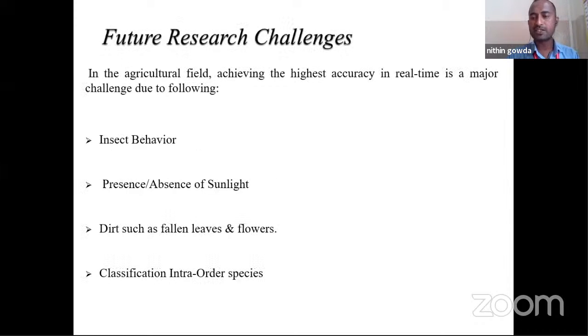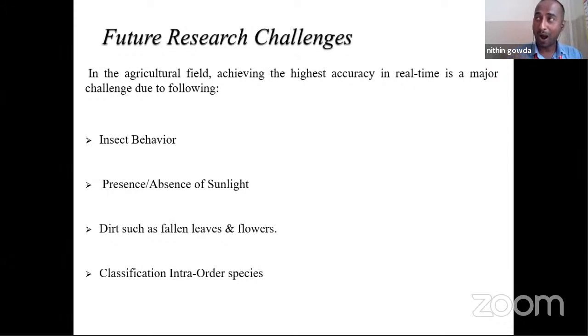Which are the future research challenges of this particular computational entomology? Whatever I have shown, I have applied machine learning algorithms, I have applied CNN, I have applied MobileNet, Teachable Machine. Whatever I have shown, that is on a readily available data set. I have not applied it in the field.